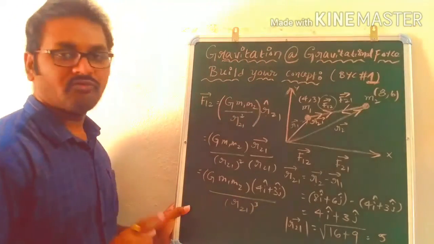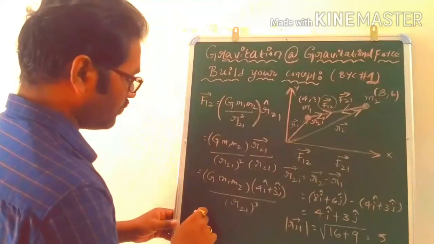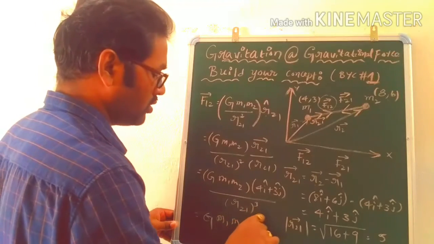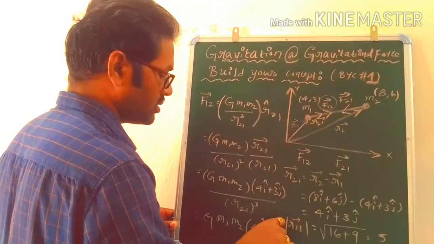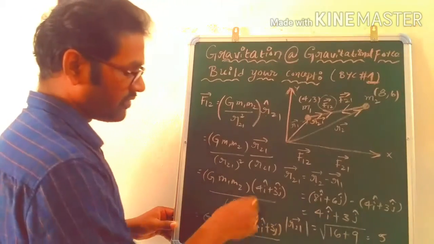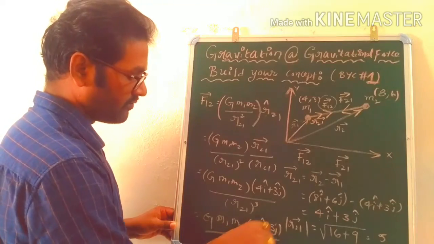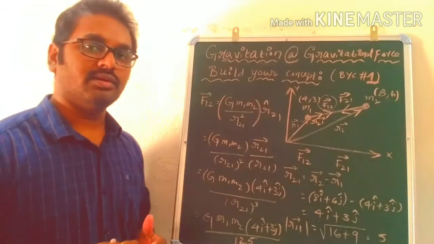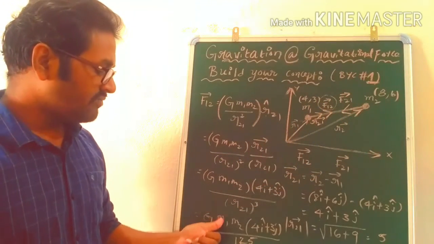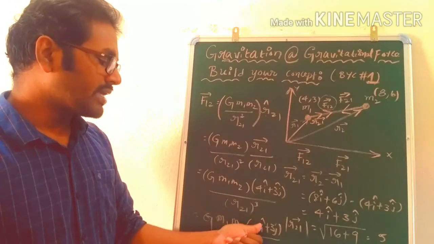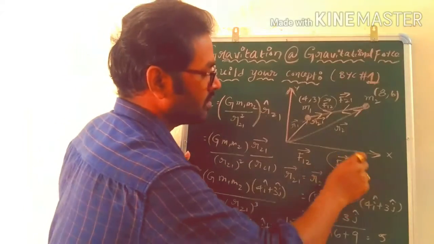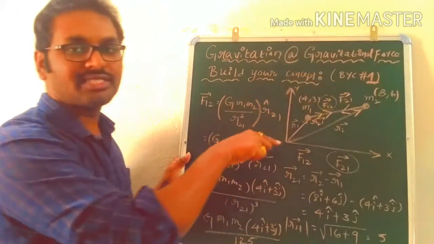And R21 whole cube is 5 cube, which comes as 125, so it is equal to G M1 M2 into 4 i cap plus 3 j cap divided by 125. So here we got the answer. The force acting on the first particle due to the second particle is G M1 M2 into 4 i cap plus 3 j cap divided by 125. And you can find the force acting on the second particle due to the first particle.